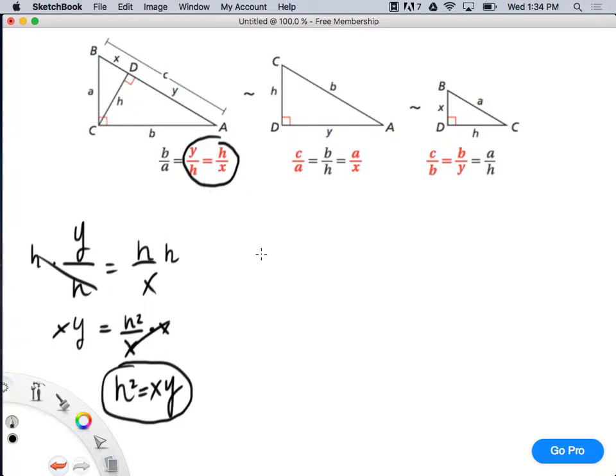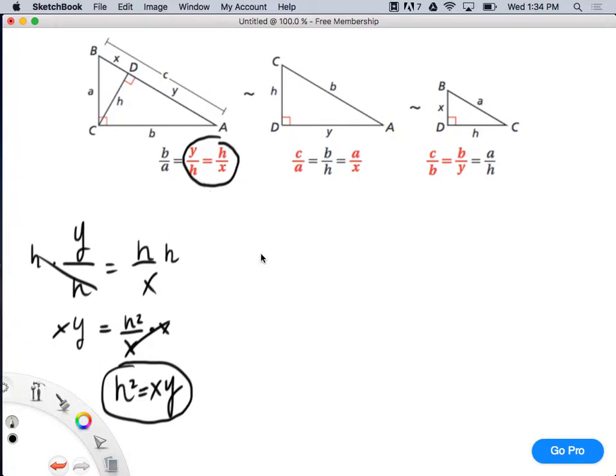So, what did I do? I just cross multiplied, right? I got xy equals h squared. So, what did I find? These ratios, we agreed that those were correct, right? Well, I found that this side squared equals this times this. Does that make sense to you guys? So I just figured out that this squared equals this times that.